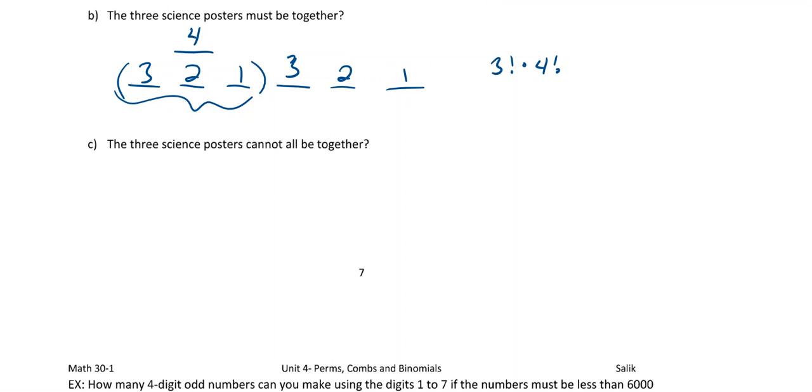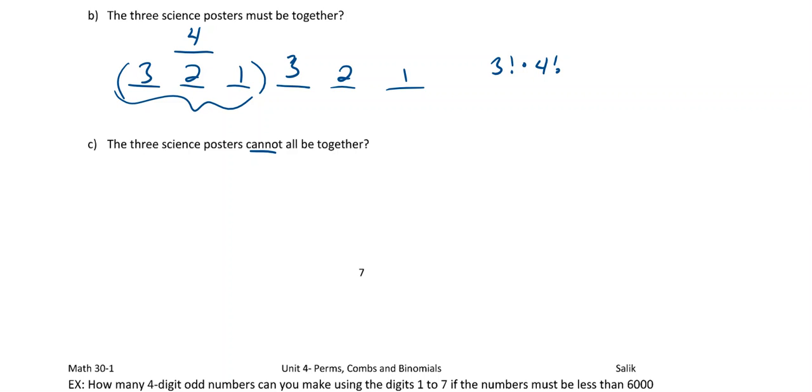All right, the three science posters cannot all be together. At first glance, this one seems like it's going to be really confusing, right? There are a lot of options here, and you could actually do it with a bunch of scenarios. So it could be like this, or this, or this, or this. But it's going to be a lot easier if you use this method here. This is called an indirect method.